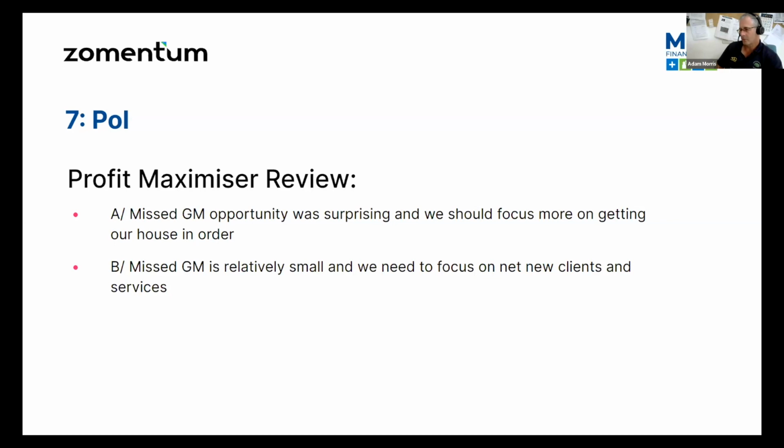The point is, there's always something more important, right? There's always something else to do. And this is not necessarily the sexiest thing that we should be spending our time on, but it is really, really important. So we can see 40% have said that the missed gross margin opportunity is surprising. And I would definitely put myself in that bracket.